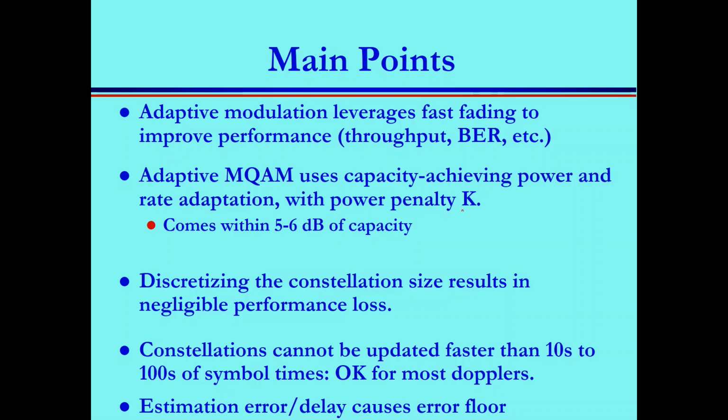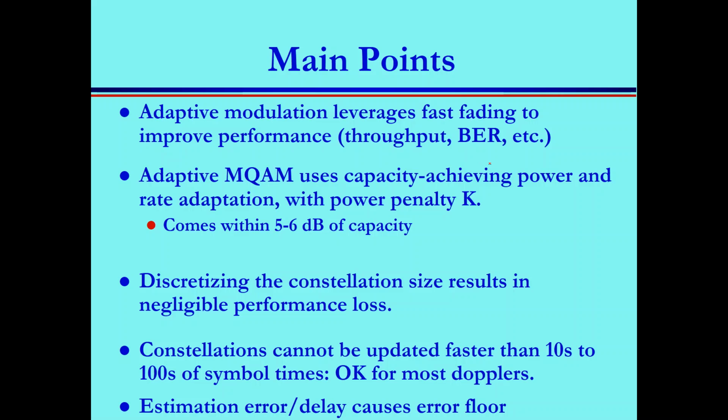So with this, we can conclude our lecture about adaptive modulation by stating the following points. First, adaptive modulation leverages fast fading to improve performance. Not only fast fading, as I showed you at the beginning, but large scale fading and small scale fading. Large scale fading depends on the distance and obstacles, and small scale fading is related to fast fading, and this depends on how the channel varies with time. It improves performance, including throughput, bit error rate, power saving, and so on.